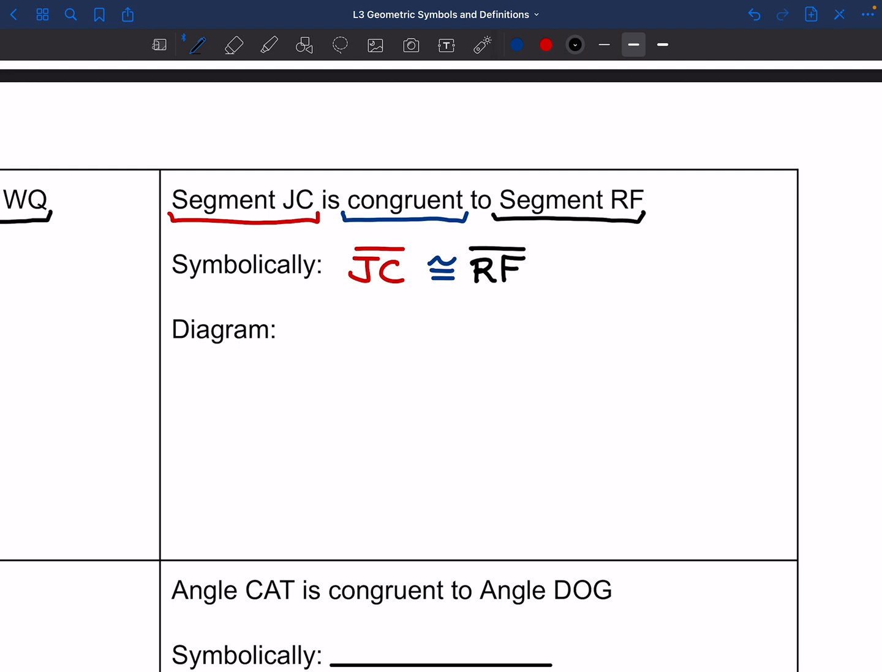As far as a diagram goes, again, we need a segment called JC. It's going to have points at either end, one called J and one called C. We also then need another segment called RF. And then we somehow need to show that they are congruent. So again, this is something that we're going to need to use a lot. When we're talking about congruent pieces, we're going to be talking about them a lot.